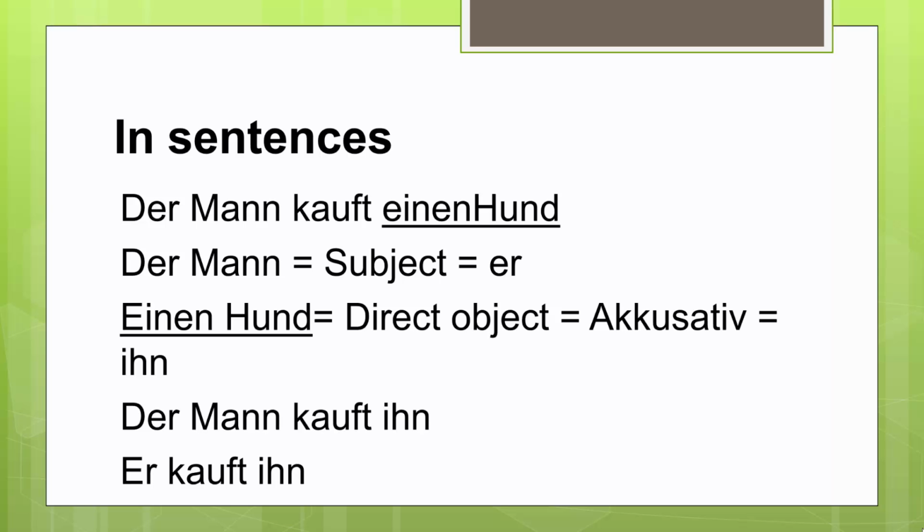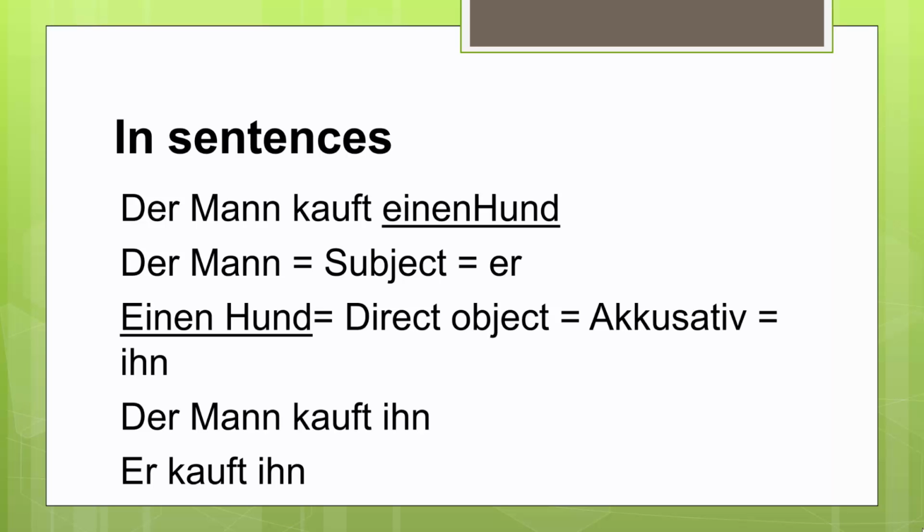Here is how we do this in sentences. Please remember that using pronouns is a question of efficiency. You don't have to repeat the noun, you can simply replace it with the pronoun. Der Mann kauft einen Hund. Der Mann obviously is the subject of the sentence and can be replaced with the subject pronoun, er. Einen Hund is the direct object or the accusative and is replaced with ihn.